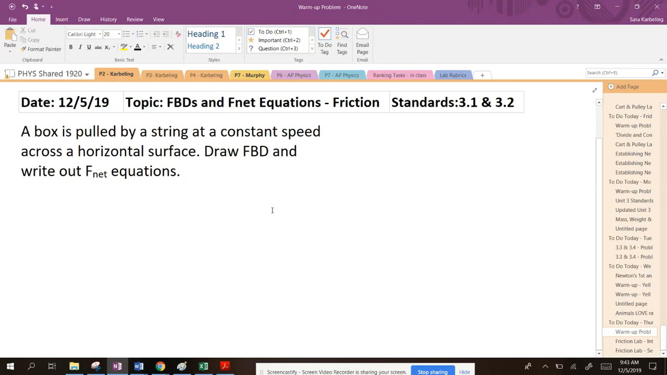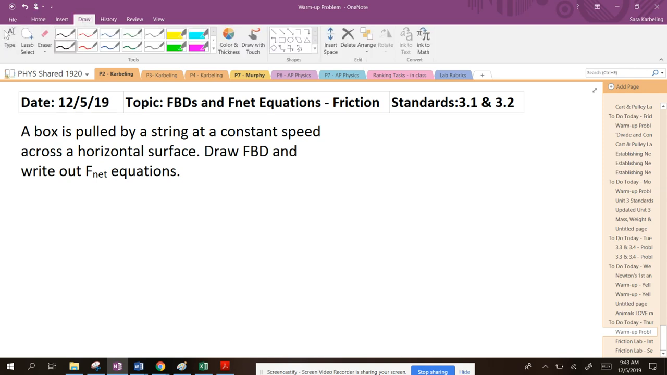So it says a box is pulled by a horizontal string at a constant speed across a horizontal surface. Draw a free body diagram and write out an F-net equation. You can do this, right? For sure you can. We've been doing this for a while. What's one of the forces acting on that box?